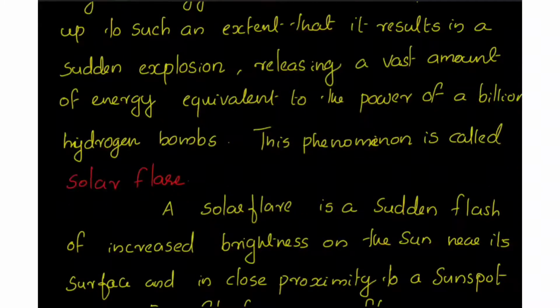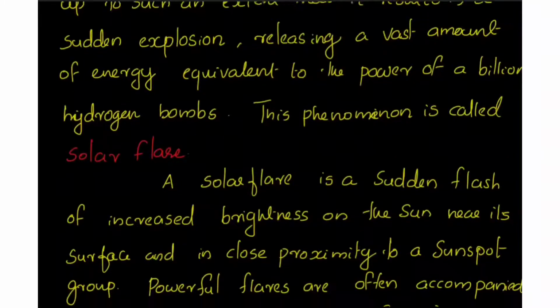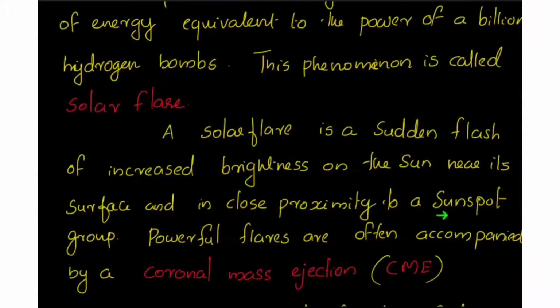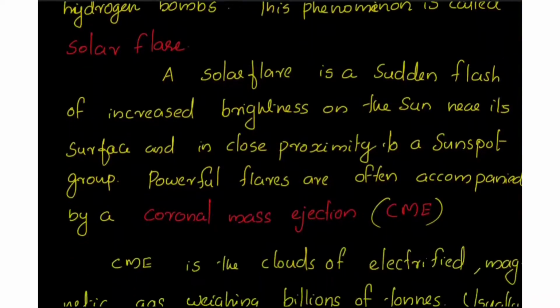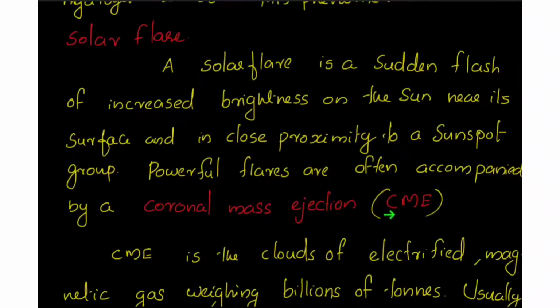A solar flare is a sudden flash of increased brightness on the sun near its surface, and it is in close proximity to a sunspot group. The sunspot group is already discussed in another video, and this solar flare usually occurs in the proximate region of the sunspots. Powerful flares are often accompanied by a coronal mass ejection, and its short form is CME.